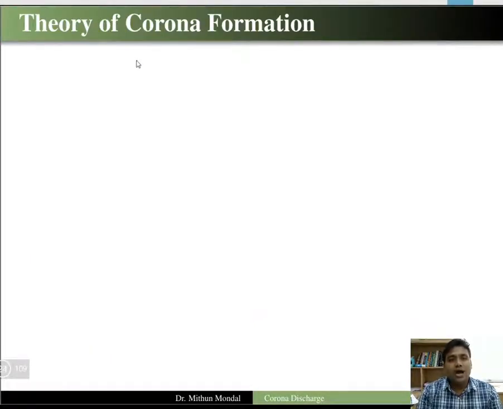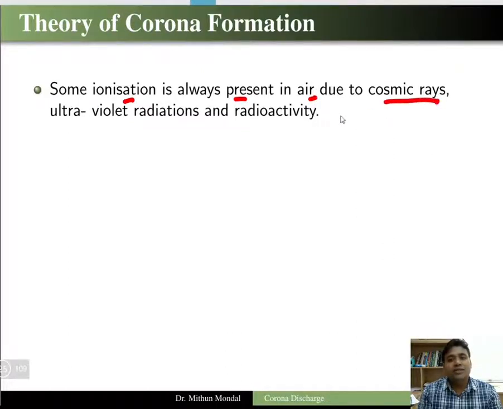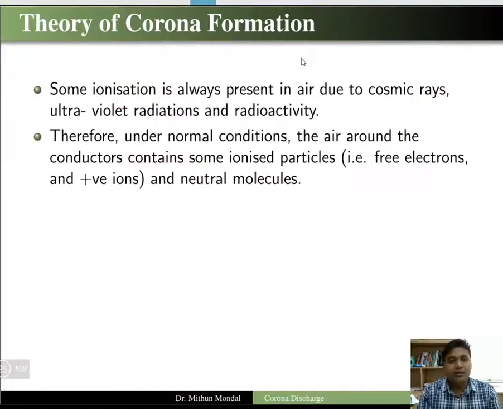Now let us see how this corona is formed. There is a theory of corona formation. Some ionization is always present in air due to cosmic rays, ultraviolet radiations and radioactivity. These are the phenomena which give rise to ionization of the air that is surrounding the conductor.